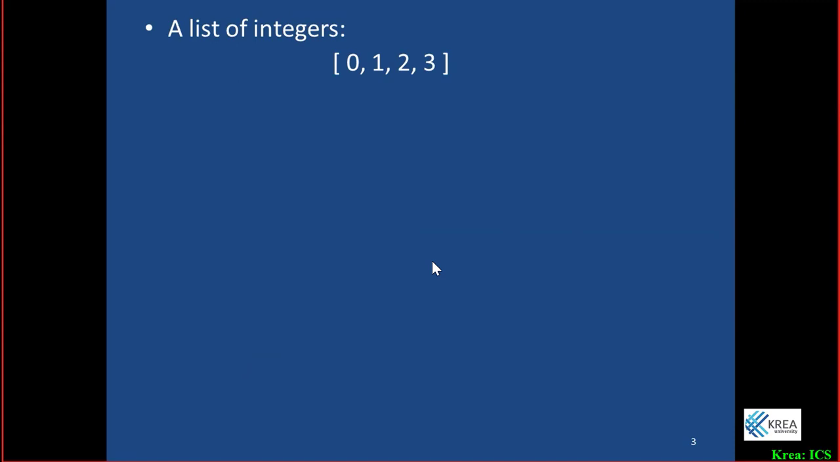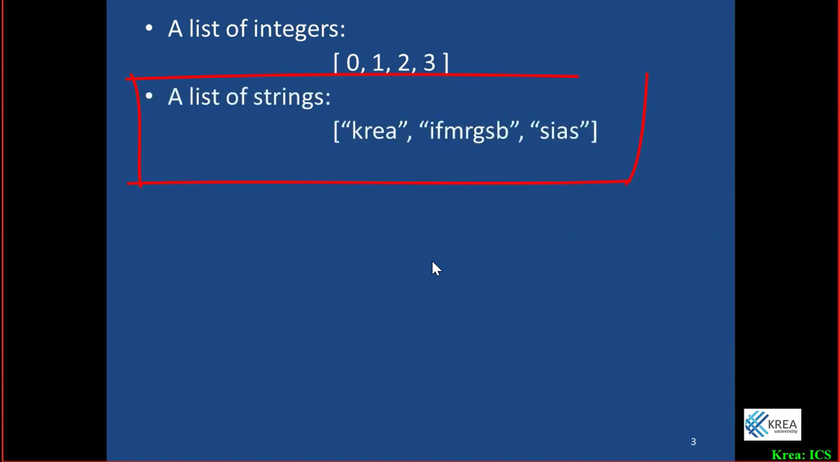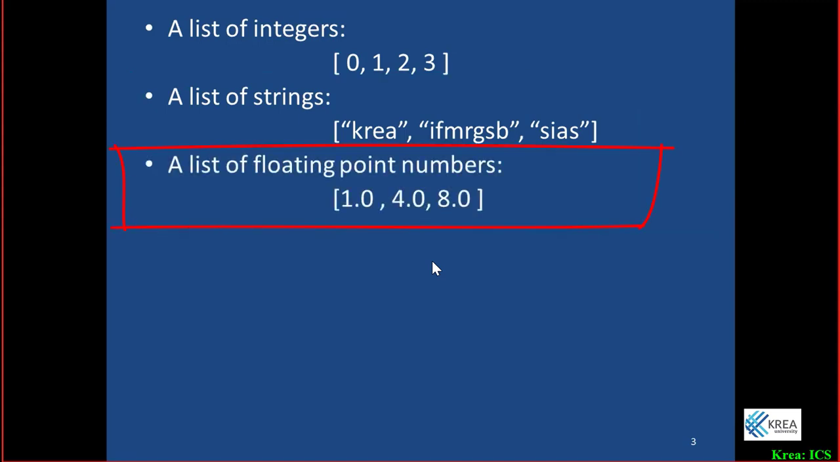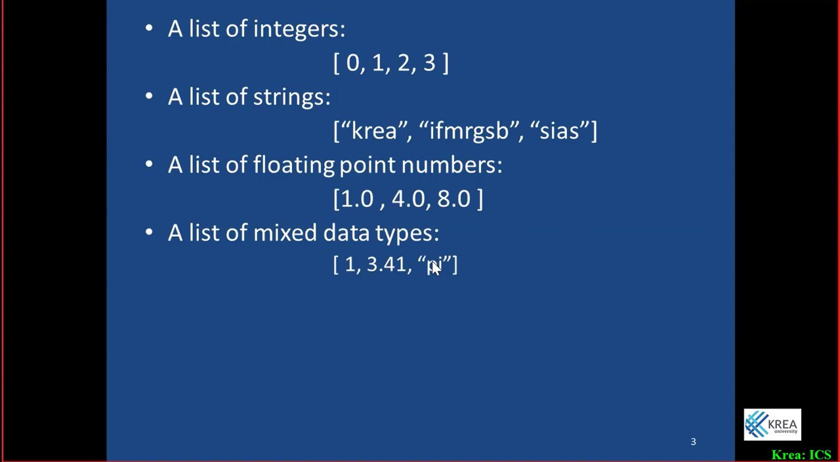So this is a list of integers, which means all the elements belong to the integer data type. Similarly, this is a list of strings. All elements belong to string type, separated by a comma and enclosed within square brackets. This is a list of floating point numbers. It is not necessary that a list should contain elements of the same type. It can also have mixed data type elements.